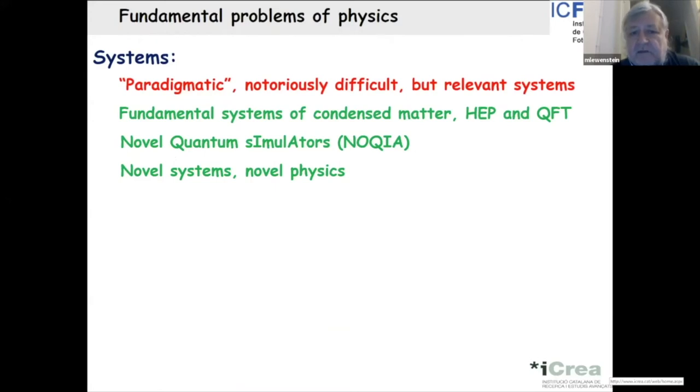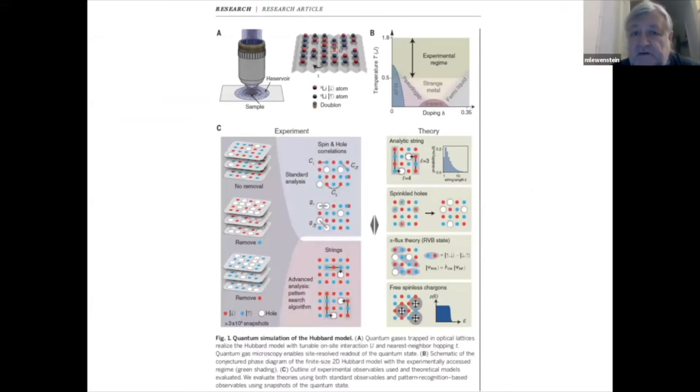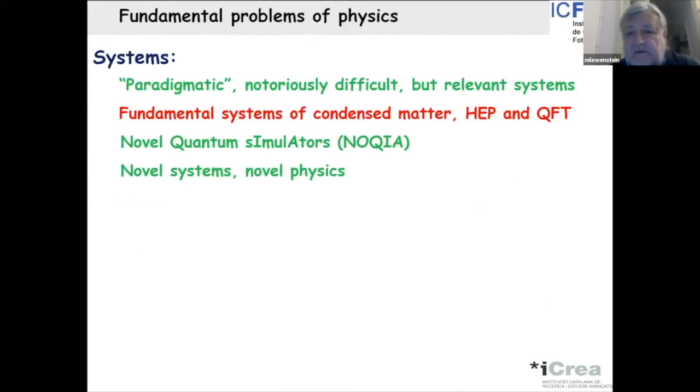Of course, the example is the beautiful work by Markus Greiner and others on Hubbard models, so the classical Fermi-Hubbard model. And there was a lot of progress in recent years using this famous atomic microscope that allows you to observe atoms in the lattices with single atom and single site resolution and to manipulate them, to dope them in a controlled way and things like that.